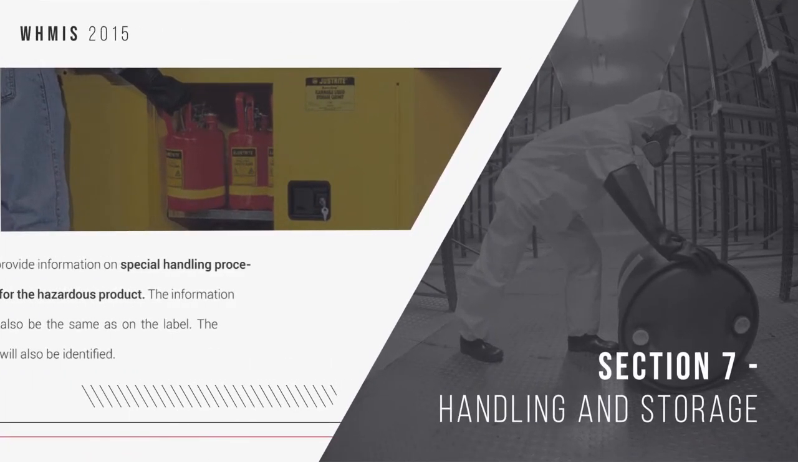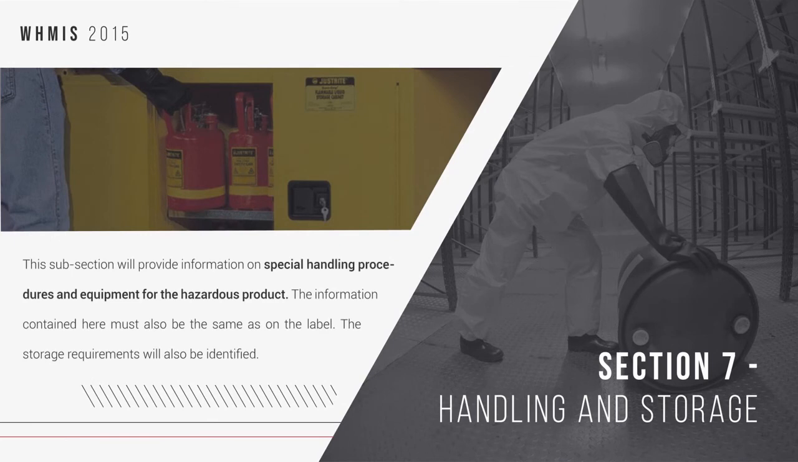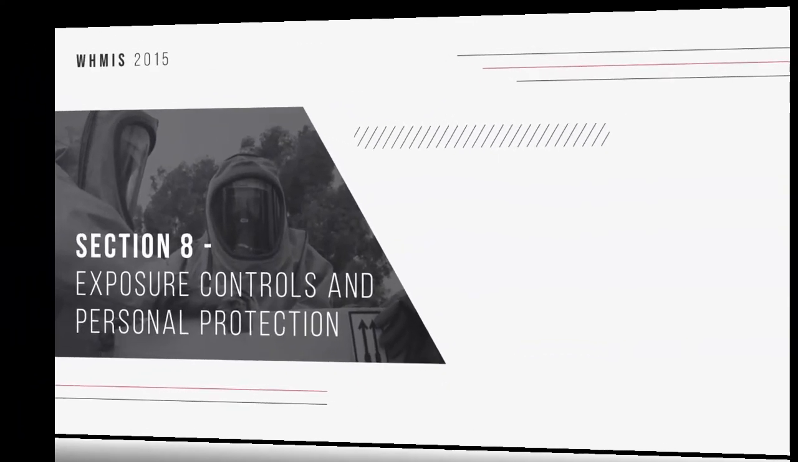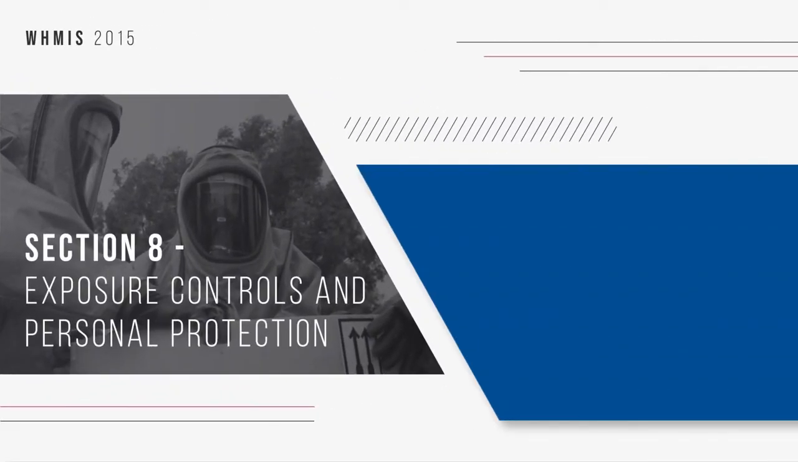Section 7. Handling and storage. This subsection will provide information on special handling procedures and equipment for the hazardous product. The information contained here must also be the same as on the label. The storage requirements will also be identified. For example, if the hazardous product requires a specific temperature, be separated from other products or be kept away from ignition sources. Section 8. Exposure controls and personal protection.